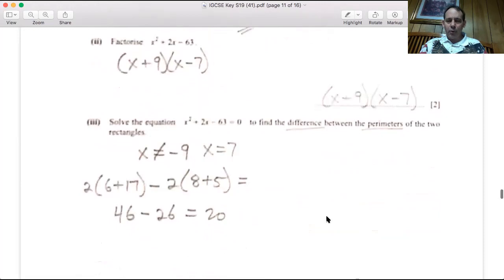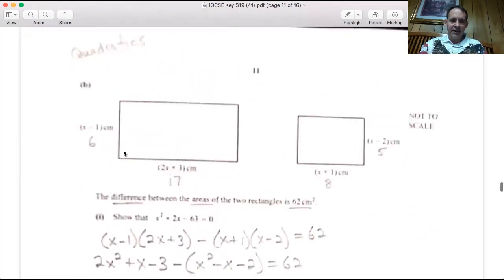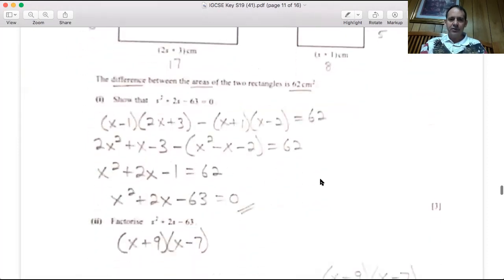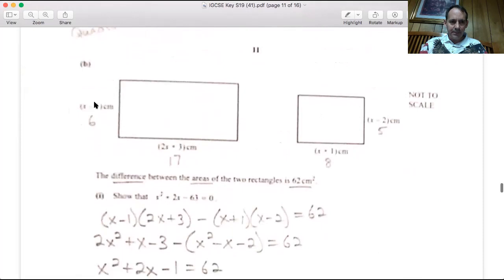So remember what x represents. X is representing a value of length. We can't use the negative 9 because that will give us a negative length. We don't work with negative lengths. So you need to pay attention to context. The negative 9 isn't going to work. We use the 7. So 7 minus 1 gives us the 6 here. 2 times 7 is 14 plus 3 is 17. 7 plus 1 is 8, and 7 minus 2 is 5. That's where these numbers came from.